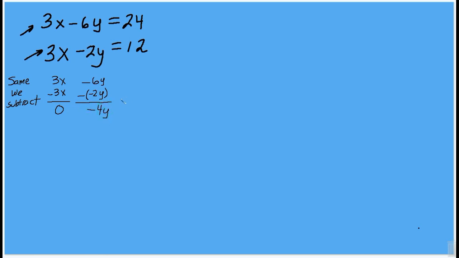And now we do 24 minus 12. And 24 minus 12 is equal to 12. So now we have a new equation. Negative 4y is equal to 12. We would divide both sides by negative 4.